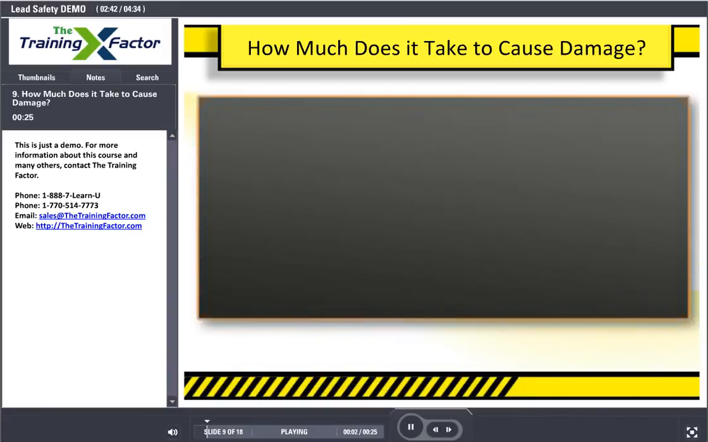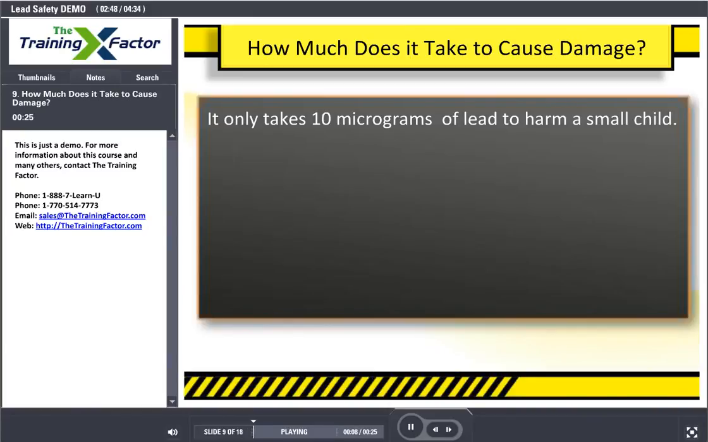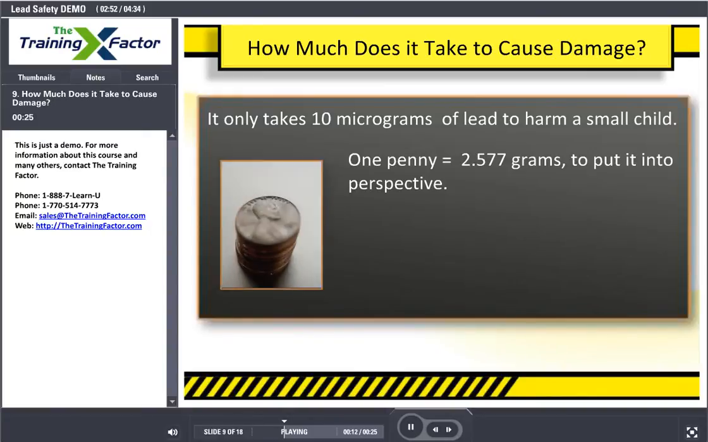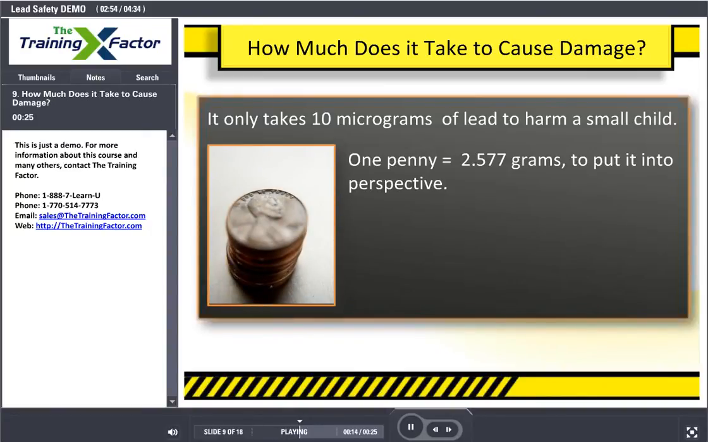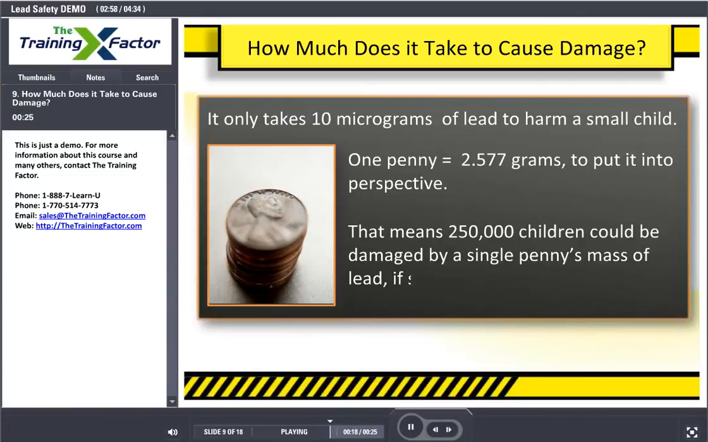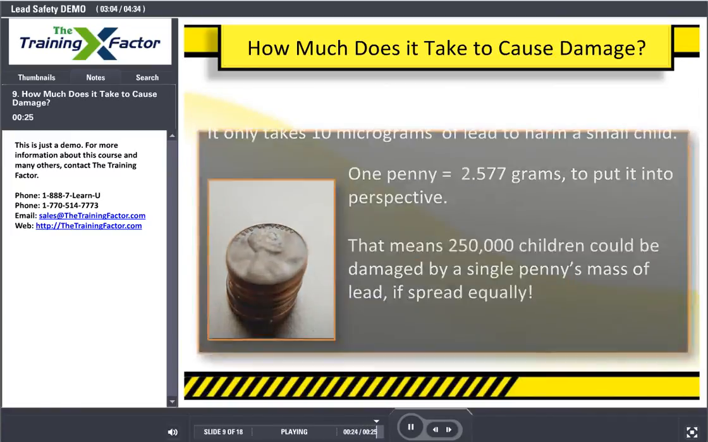Now, let's take a look at how dangerous lead can be in even small amounts. It only takes 10 micrograms of lead to harm a small child. One penny equals 2.577 grams, to put it into perspective. That means 250,000 children could be damaged by a single penny's mass of lead if spread equally.